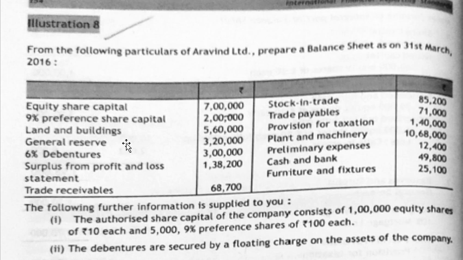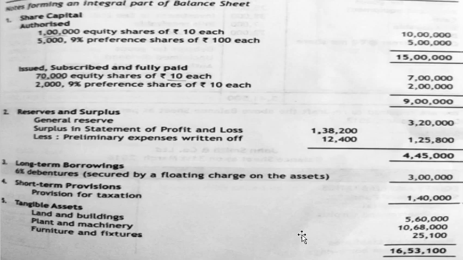So our tangible assets are land and building 5,60,000. Then we have plant and machinery, which is 10,68,000. Then furniture and fixtures, which is 25,100. So we will take all three items, and the total of it is 16,53,100. We also have current assets, which we can directly take in the balance sheet.